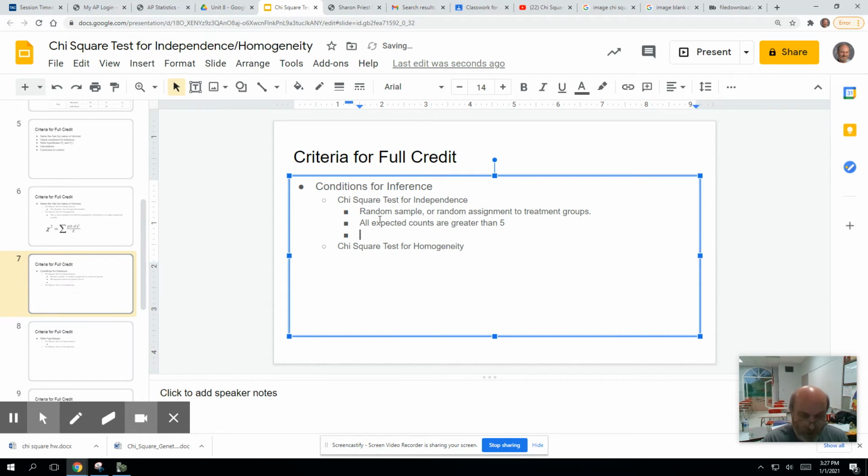And finally, our little n is less than or equal to 10% of big N. Sample size is less than or equal to 10% of the population size. And the great thing about these two tests is they're almost exactly the same. Except, since we're taking 2 samples here, we need random samples or random assignment to the treatment groups. Both samples in a chi-square test for homogeneity from each population have to be random samples. All the other conditions for inference are the same for both tests.